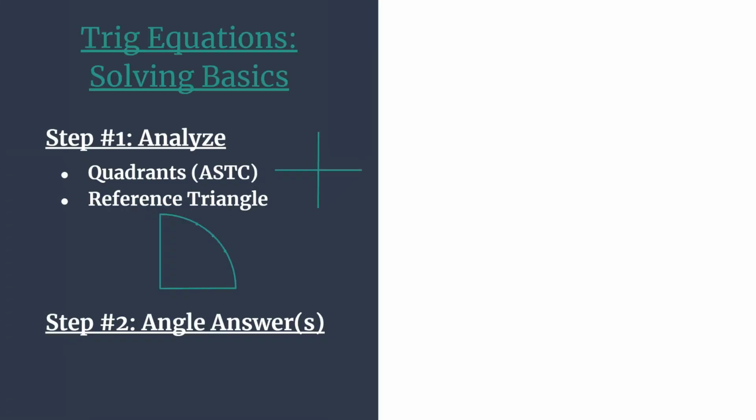Here's an outline. So first we'll analyze, we'll figure out which quadrants our angle answers should be in and what reference triangle and angle we're working with. And then step 2 will be actually stating our angle answers. So again, we're doing this for sine theta equals square root 2 over 2. So let's start our analysis.